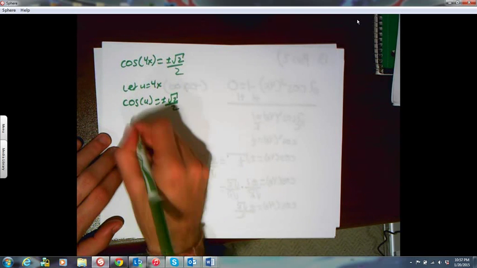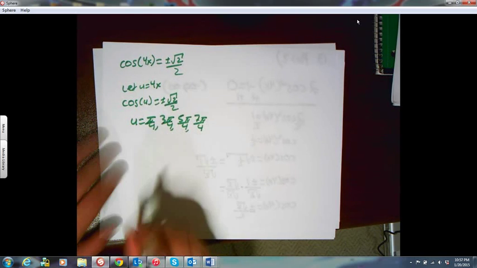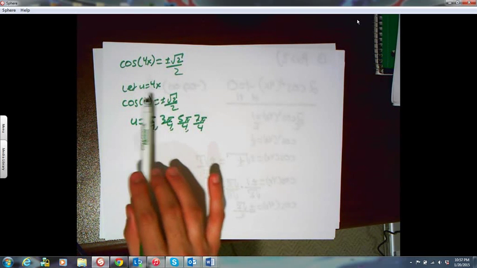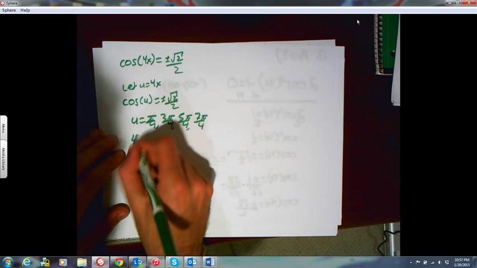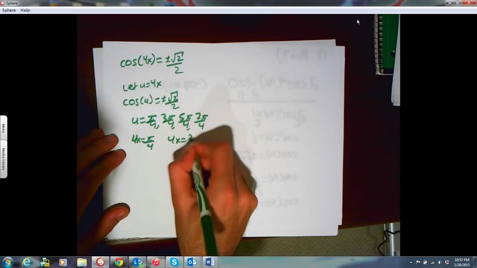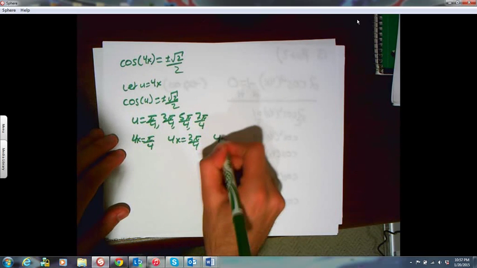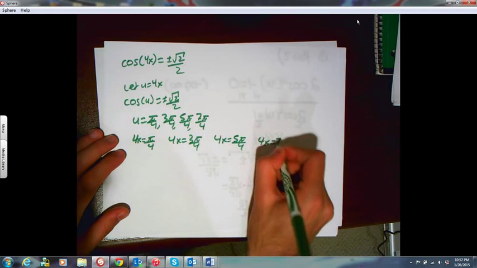U is pi over 4, 3 pi over 4, 5 pi over 4, 7 pi over 4. And for all of these, remember, u equals 4x. We really don't want the u, we want the x's. So 4x equals pi over 4, 4x equals 3 pi over 4, 4x equals 5 pi over 4, and 4x equals 7 pi over 4.